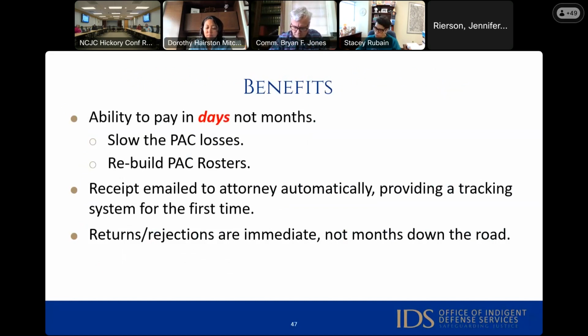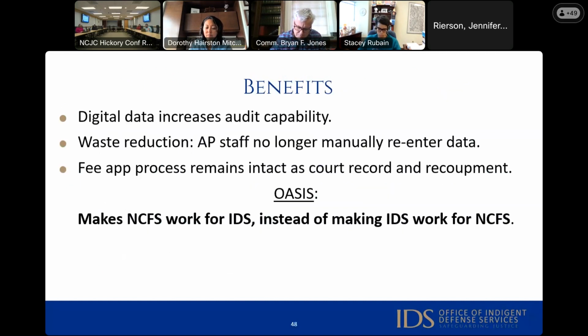This, we hope, will slow PAC losses and help us start to rebuild our PAC rosters. We can now also email invoice receipts directly to the attorney automatically, which provides a tracking system for the first time. Returns and rejections are immediate, and they no longer happen months down the road late in the process. They happen early in the process so that they can be fixed quickly.